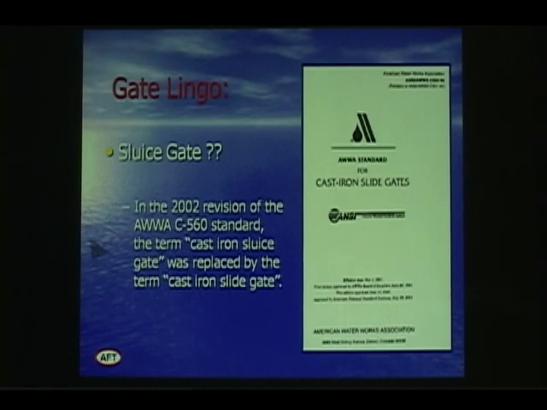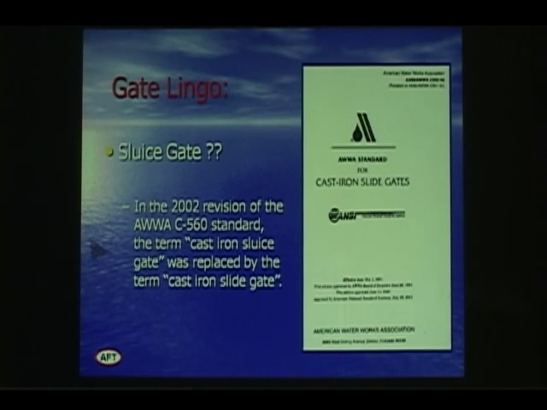In years past, all cast iron gates were called sluice gates. In 2002, the AWWA changed their regulations and decided that they were going to be called slide gates. So now, technically, all cast iron gates are called cast iron slide gates.